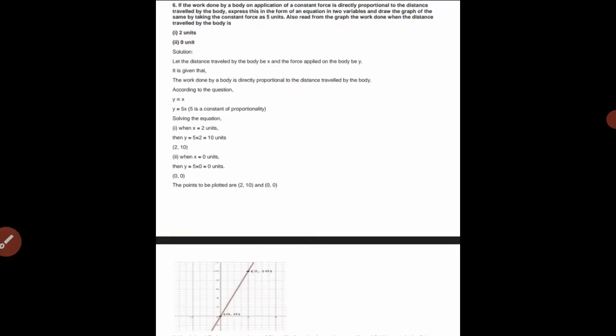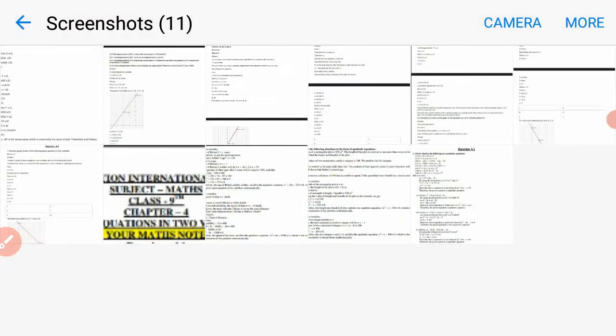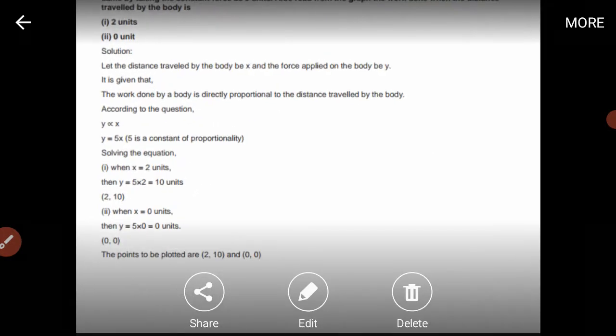Now after this, question number 5 you can try. Now we can see question number 6.